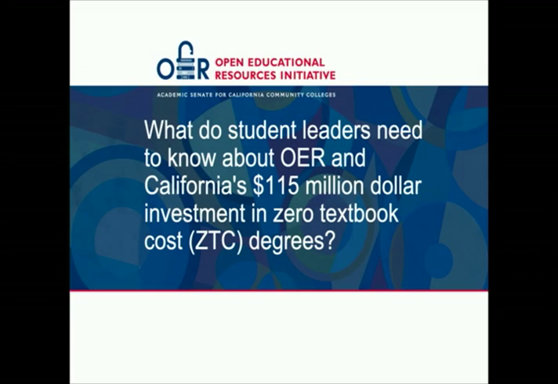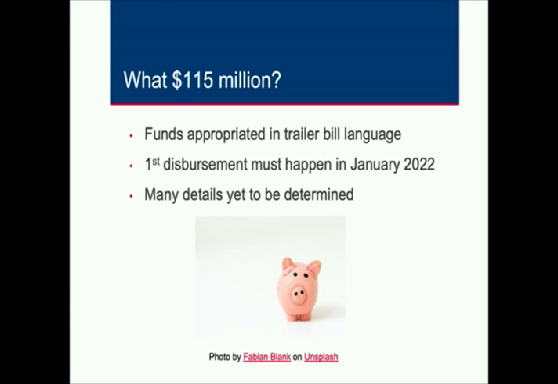Well, I'm going to tell you some things that I think you want to know and you should know, but we also really want to hear from you all as well. So the $115 million, if you haven't heard about it, although if you were in the session earlier, you did hear about it. These were funds that were appropriated in trailer bill language, which seems to be the way that Sacramento magically gives us money and we're not exactly sure where it came from. But that's how we got our money, so we're all for that.